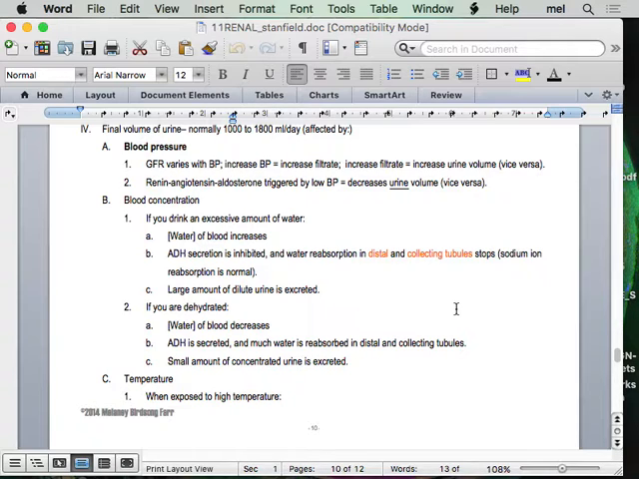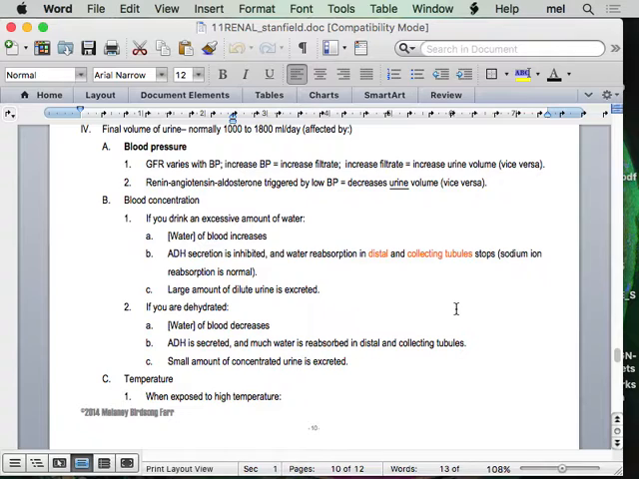Okay, so the last thing is just to talk about how much you pee and why every day. So normally, everything that comes out here is excretion, right? So that is what you're going to pee ultimately. So what is it that changes how much you pee?